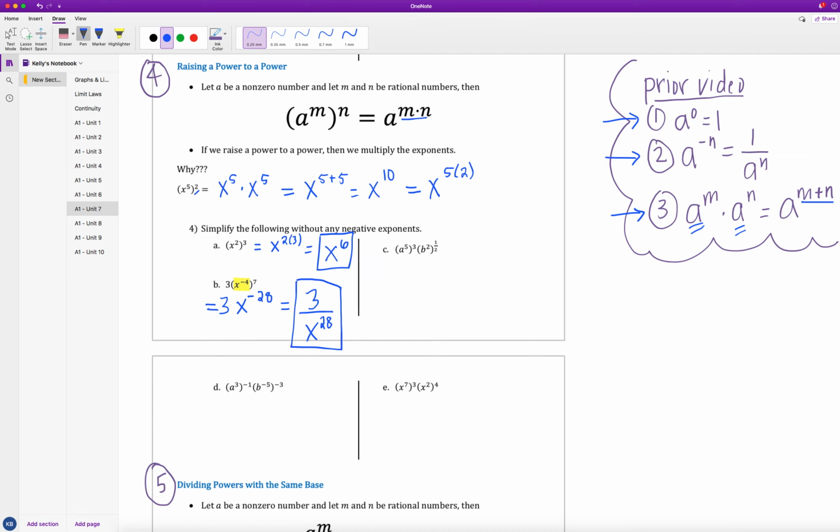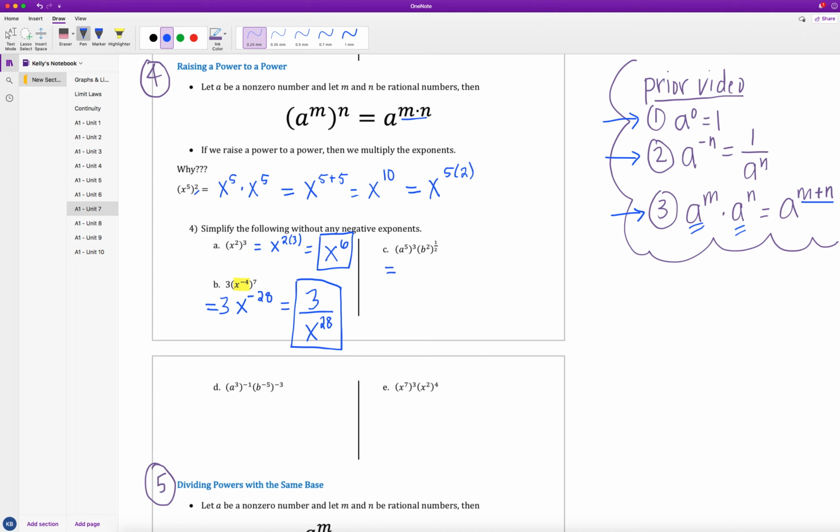And let's look at our third example here. It says a to the 5th, all to the 3rd, times b to the 2nd, to the 1/2. Why don't you guys pause the video and do example C on your own first, and then we'll check it together. Okay, let's check example C.